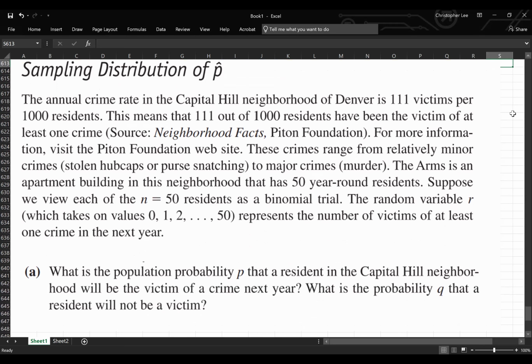Here's the first question. What is the population probability, P, that a resident in the Capitol Hill neighborhood will be a victim of a crime next year? And what is the probability, Q, that the resident will not be a victim of the crime? I gotta highlight it.